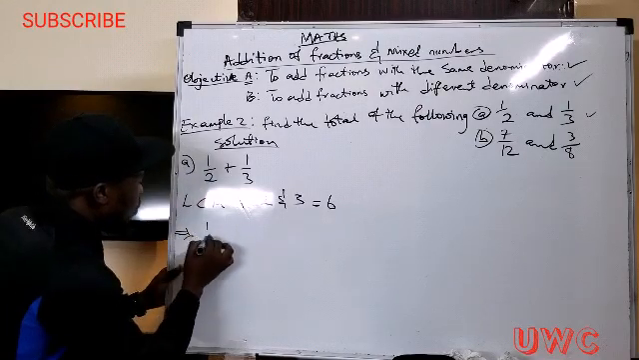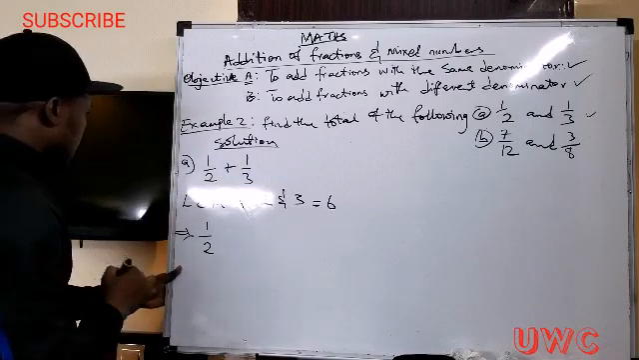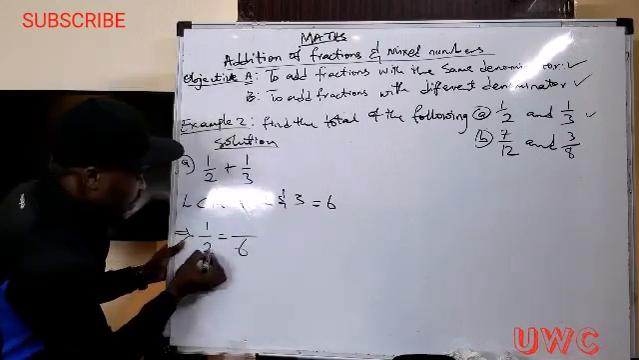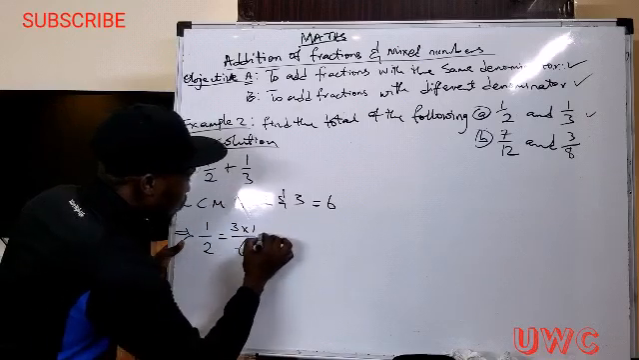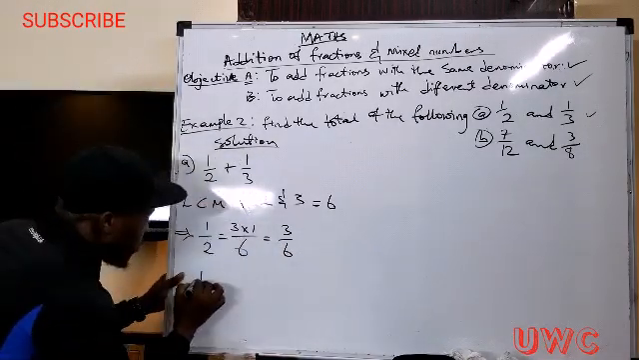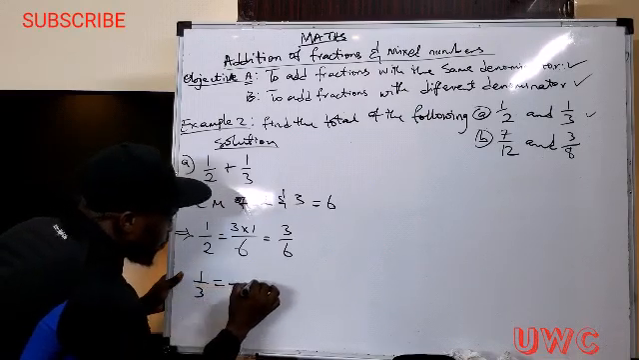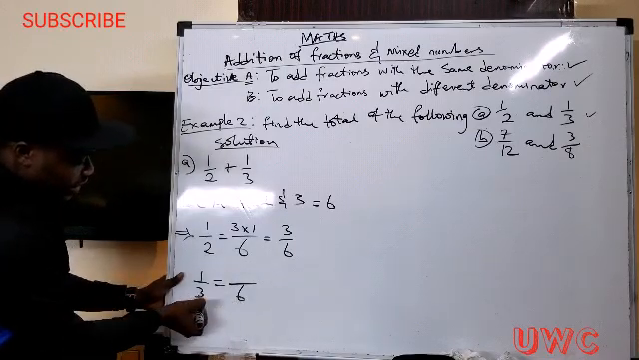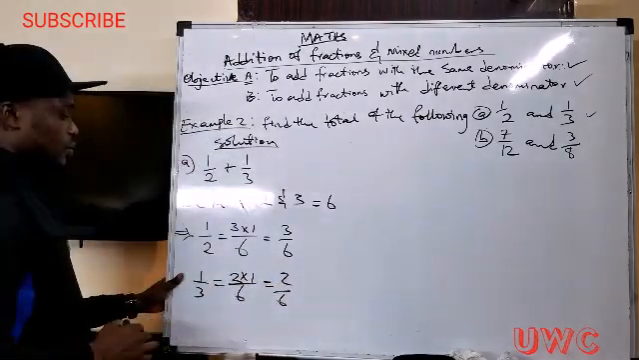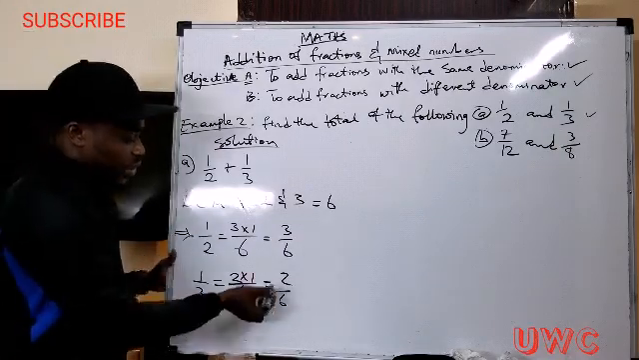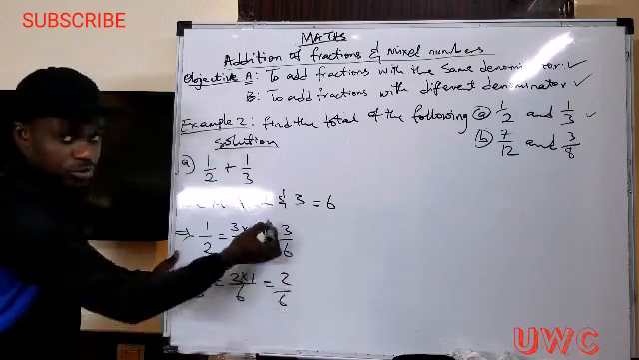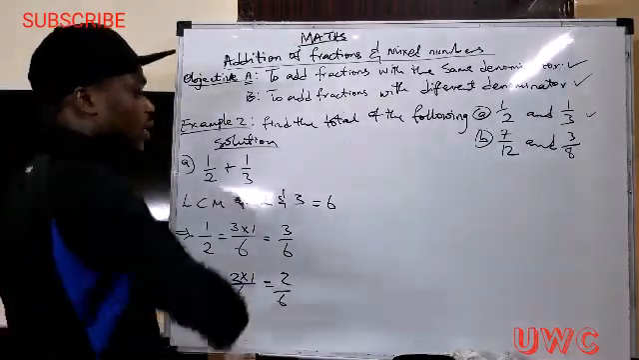This implies that 1 over 2 is equal to, their LCM is 6. 6 divided by 2 will give us 3 multiplied by 1, which is equal to 3 over 6. Then the next one is 1 over 3, which is equal to 6 divided by 3 will give us 2 multiplied by 1, which is equal to 2 over 6. With this now, we've actualized making the denominators to be the same. So with this now, we can solve for this.